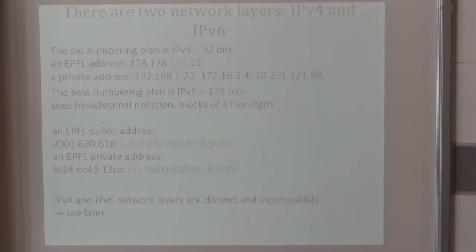Now, in fact, there are 2 networks today in the internet. They are called IPv4 and IPv6. So there are 2 packet switching systems. They are implemented on the same routers, but they are able to understand both types of address.